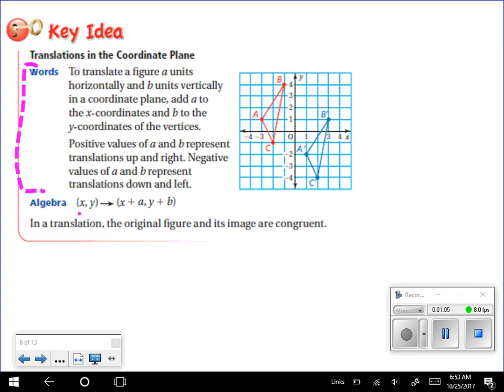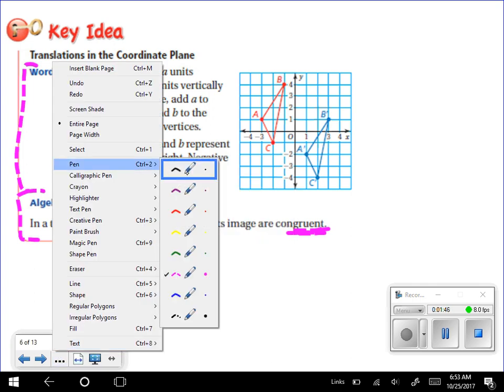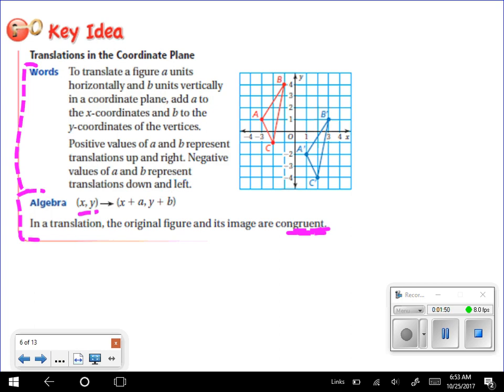So if this is the point we started at, we're going to say x plus A and y plus B. And this part's important down here, so I should extend this. I want you to write all of it. In a translation, the original figure and its image are congruent. So we talked about congruent figures yesterday, right? So when you move a figure with a translation, your shape is going to stay the same size and the same shape, obviously. So nothing's going to change about it. We're going to have congruent figures. We're just moving it in the coordinate plane.